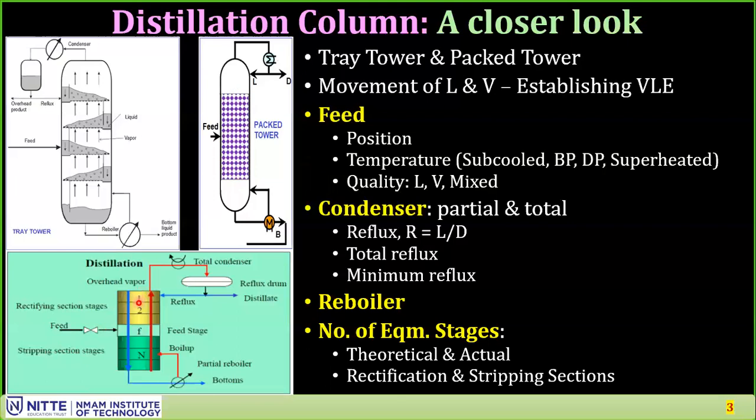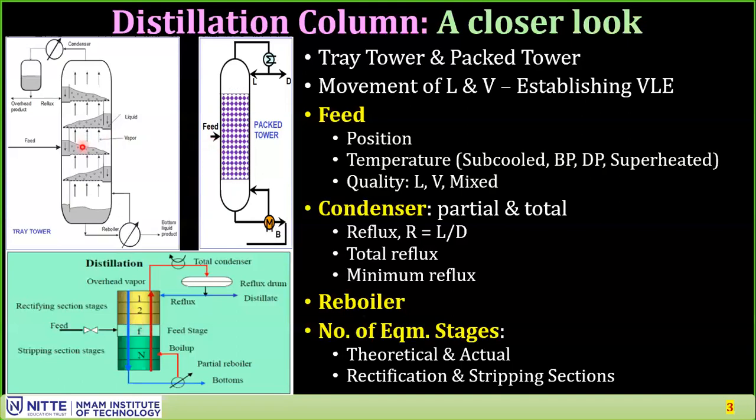From the top we generally count. Above the feed section, the equilibrium stages you have are called the rectification section. Below the feed stage, the equilibrium stages or trays you have are called the stripping section. In the case of a tray tower, we call it a tray. In the case of a packed column, we call it HETP, height equivalent to theoretical plate. Each of them has one equilibrium stage, denoted as one stage.